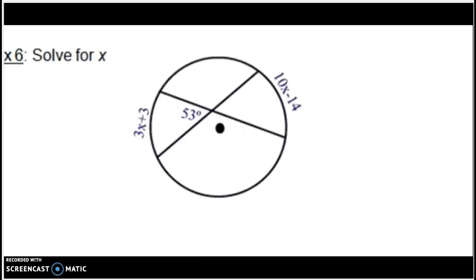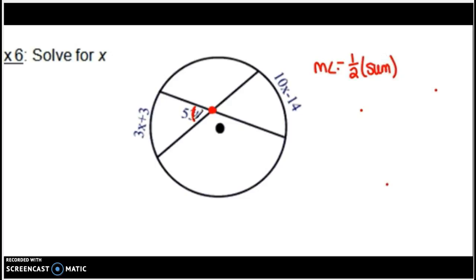I do want you to see an example of how we solve a problem where the vertex of the angle is inside the circle but not at its center. So this is a perfect example. Vertex is in the circle but not at the center. We know that the center is marked by that little black dot. So the measure of the angle is going to be equal to half the sum of its intercepted arcs.